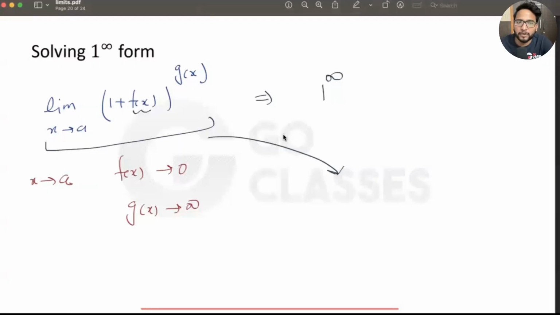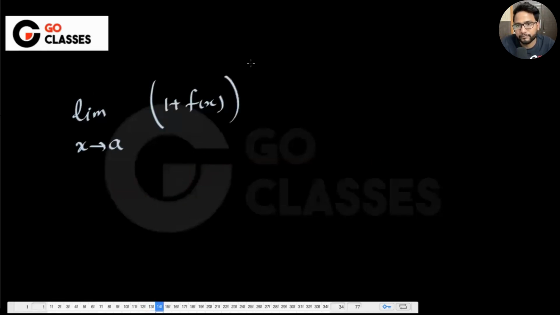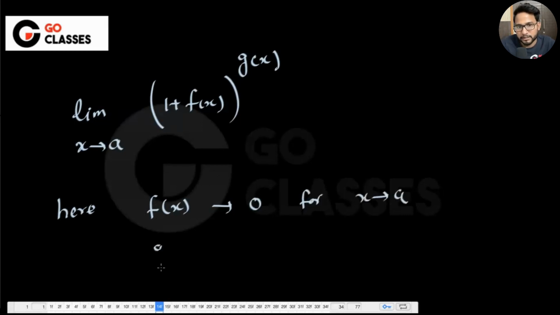Do you remember the direct formula? Yeah, this is a. So you can have a, or 0 or 1, it doesn't matter. So limit x tends to a, 1 plus fx power gx. Here fx is going to 0 for x going to a, and gx is going to infinity for x going to a. So this is what we want to solve. This is one template.